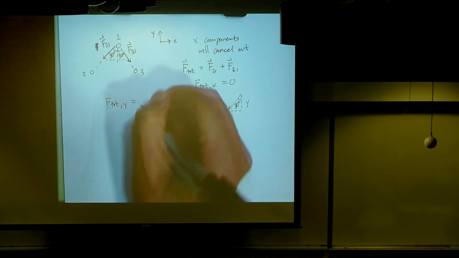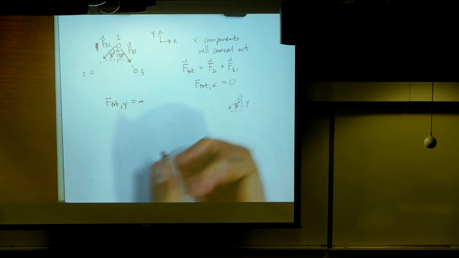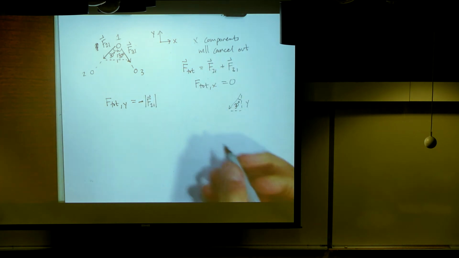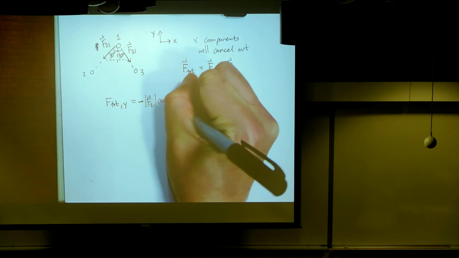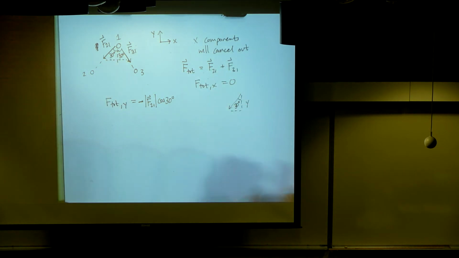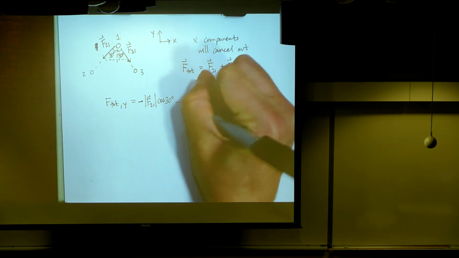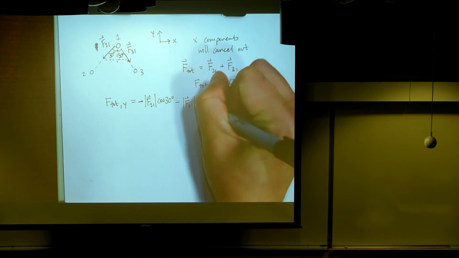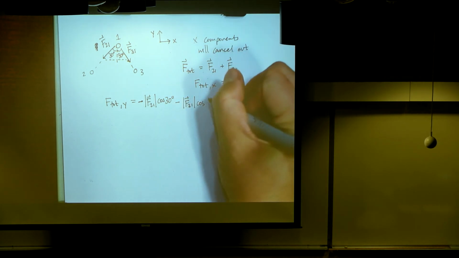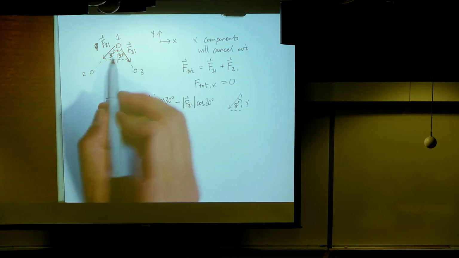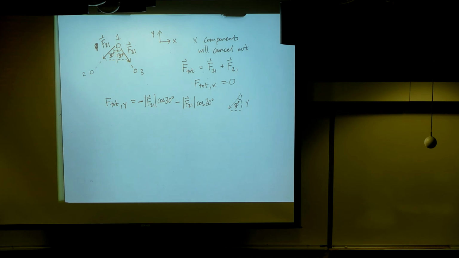So here's what we have. I have negative, because it's going down, magnitude F21, and then we said cosine 30 degrees will give us the Y component, okay? And then I have negative magnitude F31, and then if I multiply by cosine 30 degrees, I'll get the Y component of this one. So I'm just adding these two downward facing Y components to each other. That's how it's going to go, okay?